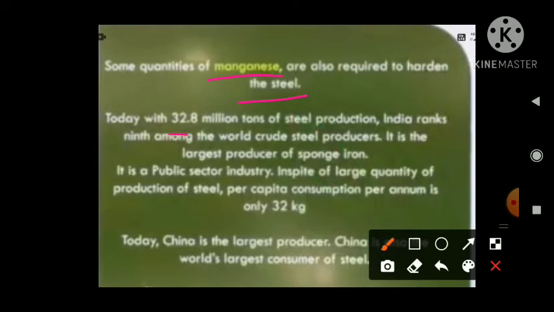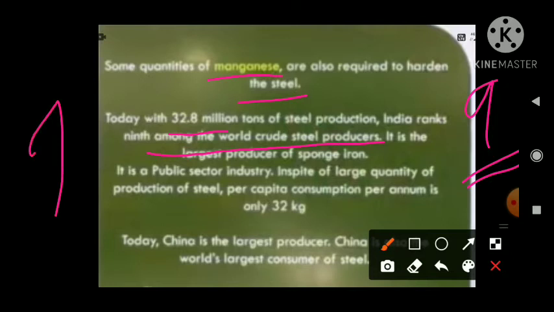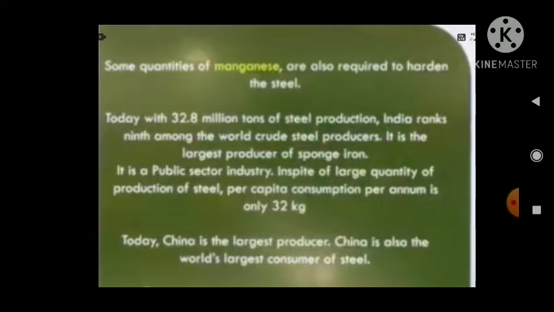Today, with 32.8 billion tons of steel production, India ranks 9th among the world's crude steel producers. It is the largest producer of sponge iron. That's great. India ranks 9th in the world in steel production, and these countries are economically strong. I already told you that wherever steel production increases, development also increases.